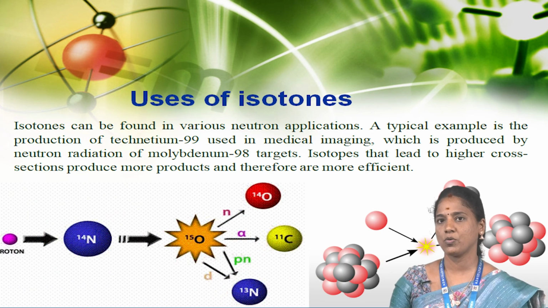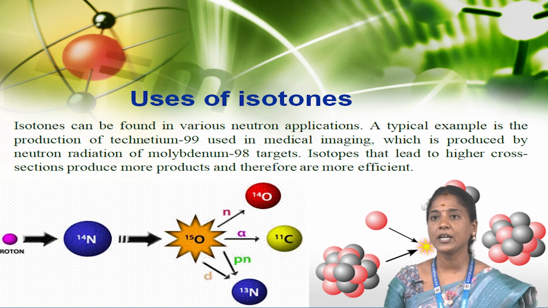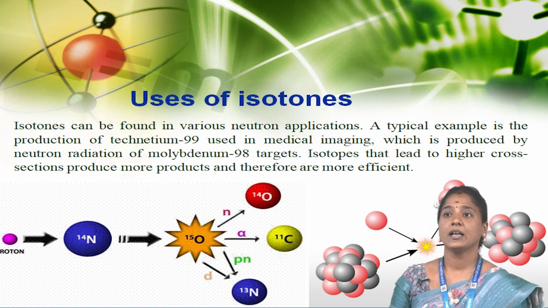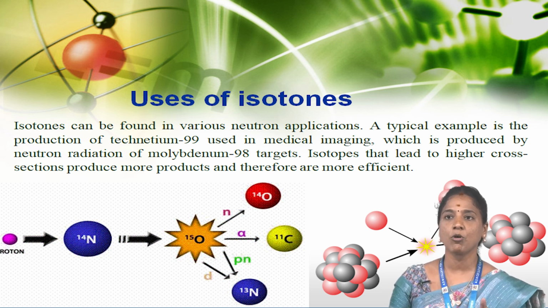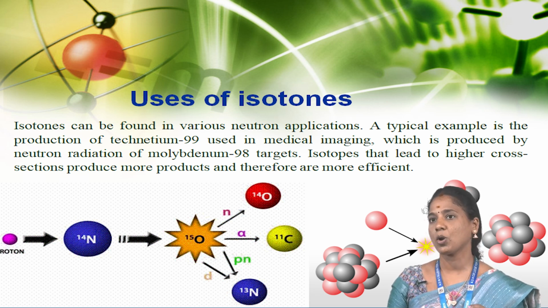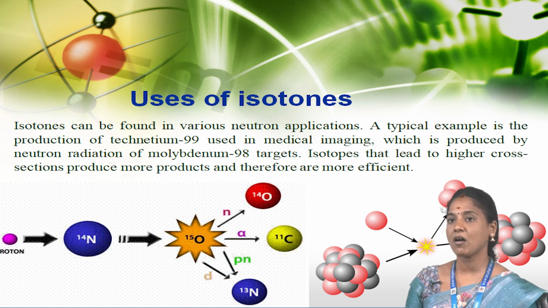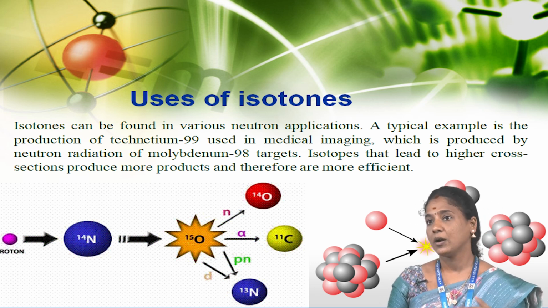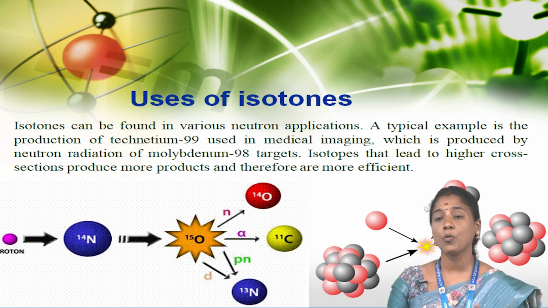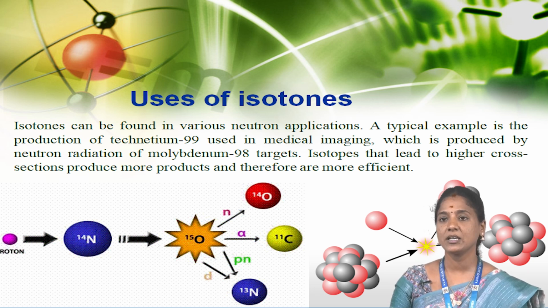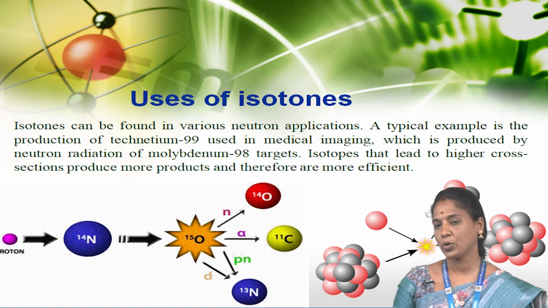Uses of isotones. Isotones can be found in various neutron applications. A typical example is the production of technetium-99 used in medical imaging, which is produced by the neutron radiation of molybdenum targets. The isotope that leads to higher cross sections produces more product and is therefore more efficient. Another application is the production of fissionable materials for nuclear weapons.